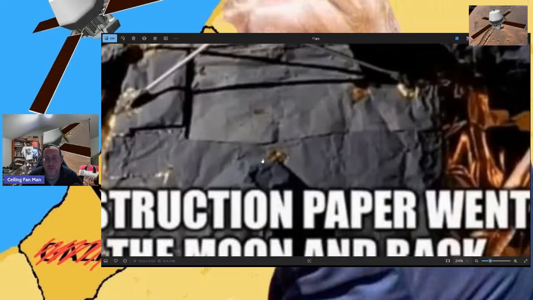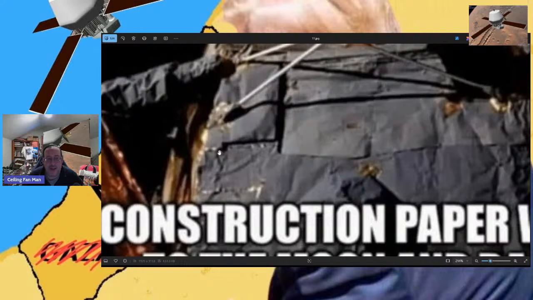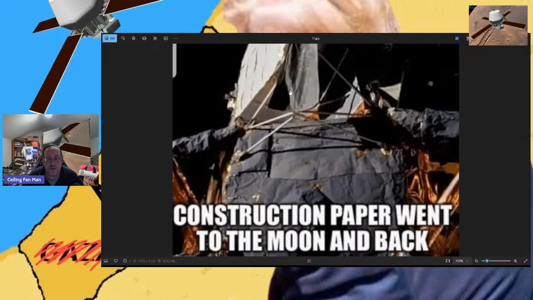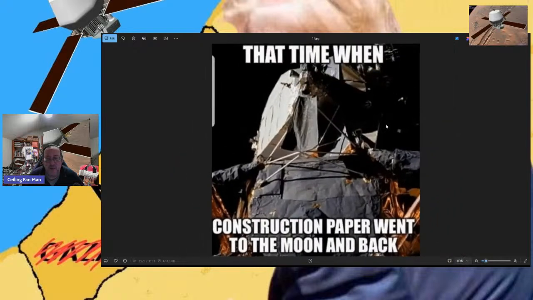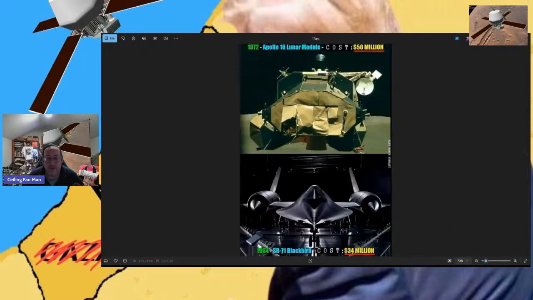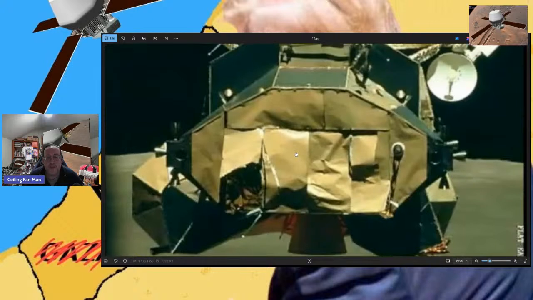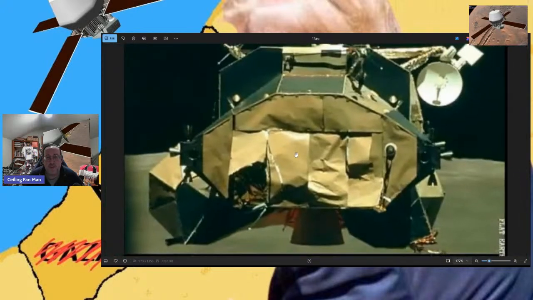And so you got paper mache and seams that have holes in them and stuff, and construction paper, and it's just a mess. And that's what went to the moon and back, right? I mean, look at this one. The 1972 Apollo 16 lunar module, which cost $50 million. I mean, it looks like a joke, but this is real. Go look these things up.